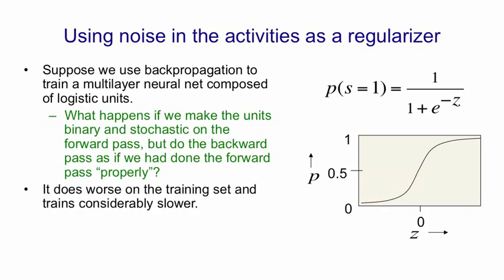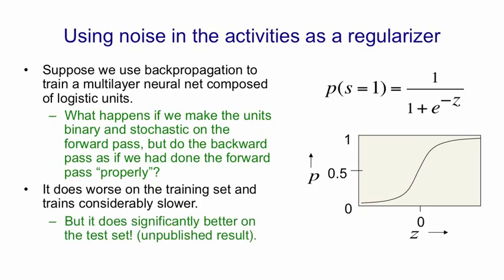When we do this, the performance on the training set is worse, and training is considerably slower. It may be several times slower. But it does significantly better on the test set. This is currently an unpublished result.